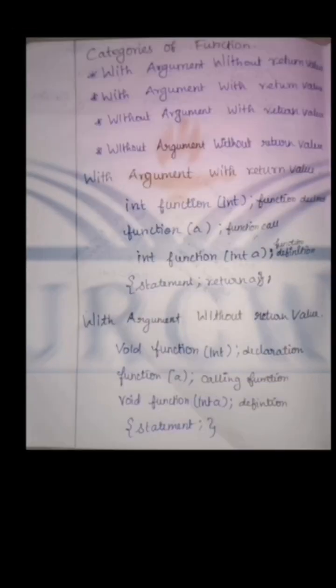Function is categorized into four types: function with argument without return value, function with argument with return value, function without argument with return value, function without argument without return value.